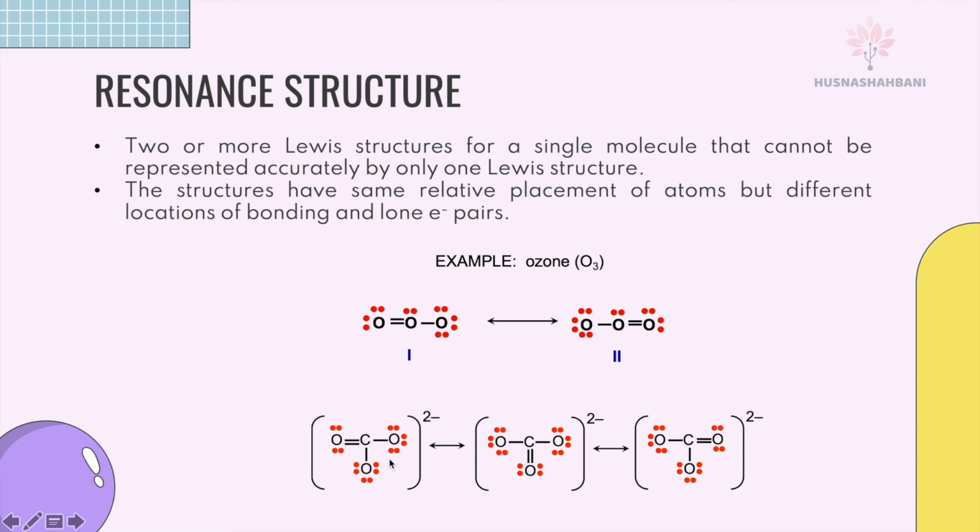Same goes for CO3 2-. This double bond can be on the left, on the bottom part, and on the right. All of their formal charges are the same, so that's why you have to use a double-headed arrow to show their resonance structure, because this double bond is not necessarily on the left, not necessarily on the bottom part, and not necessarily on the right part. It can be at any position. That's why you have to use the resonance structure arrow, the double-headed arrow.